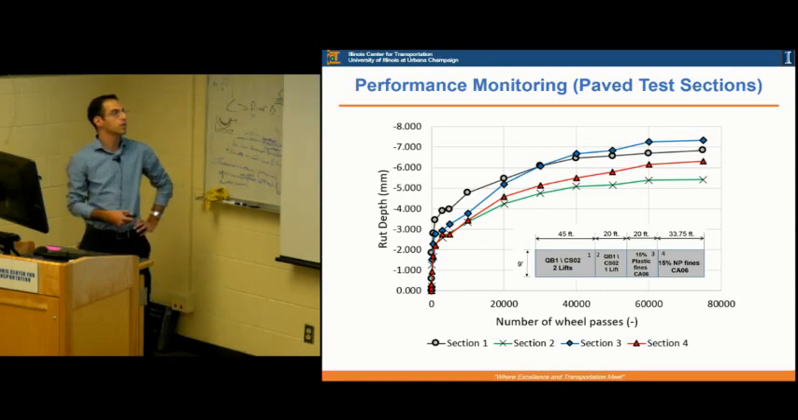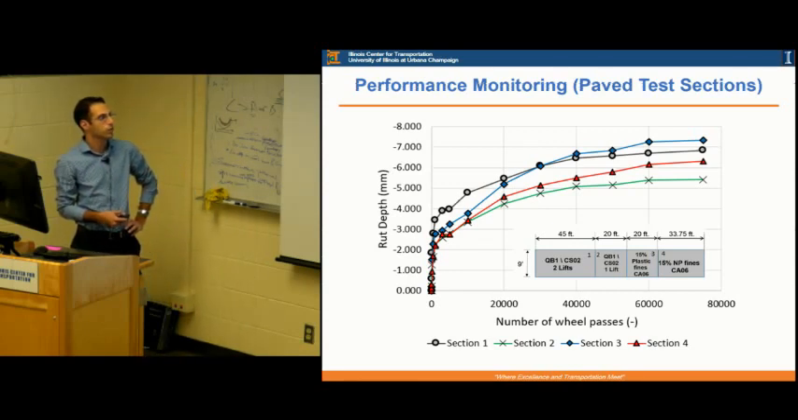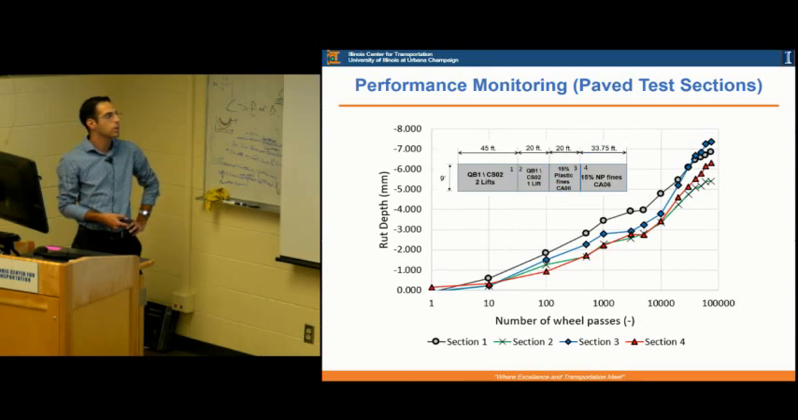But overall, relatively speaking, all these sections performed pretty much the same, and they performed well. So things are working. This is the exact same plot, but I'm showing here the number of passes on a logarithmic scale. Maybe it's more convenient for others to see the trend on a logarithmic scale.